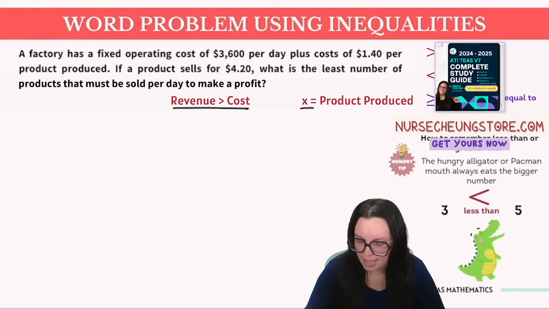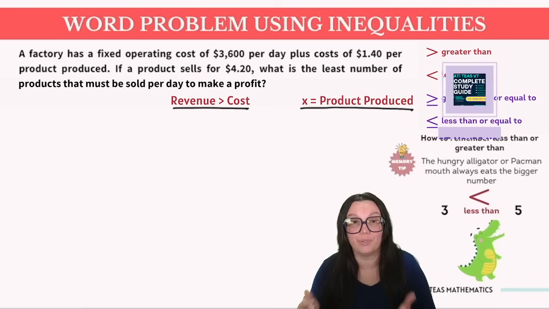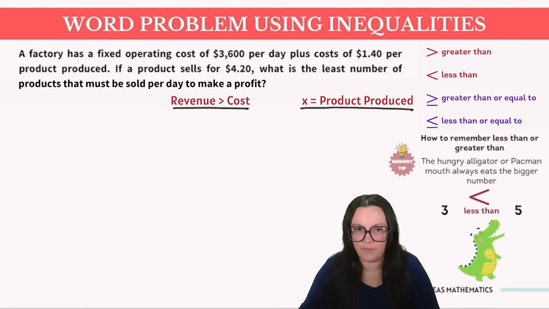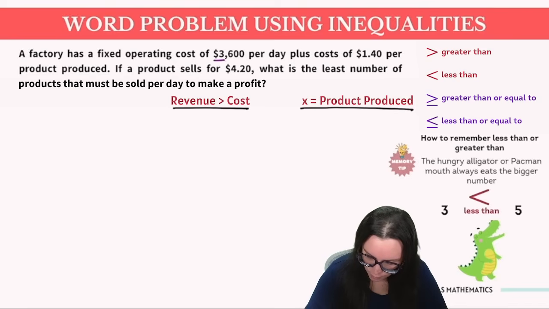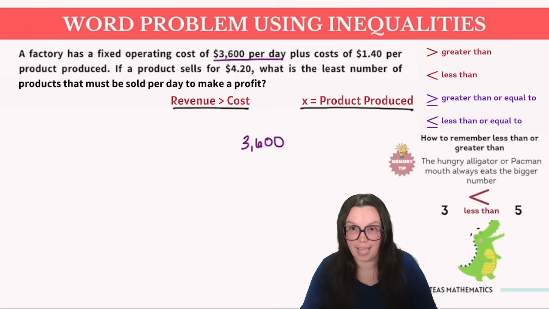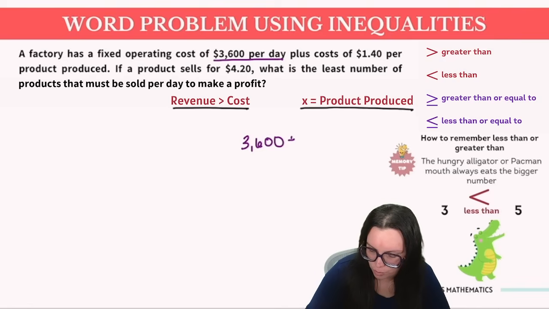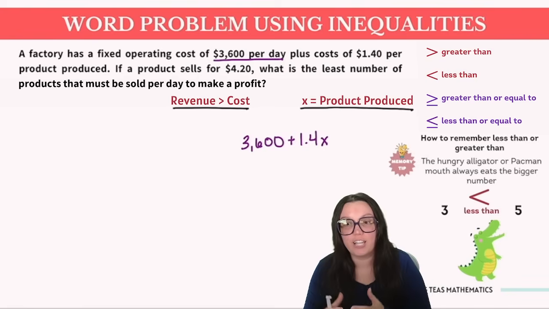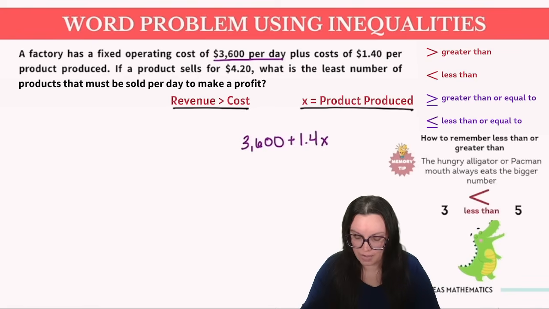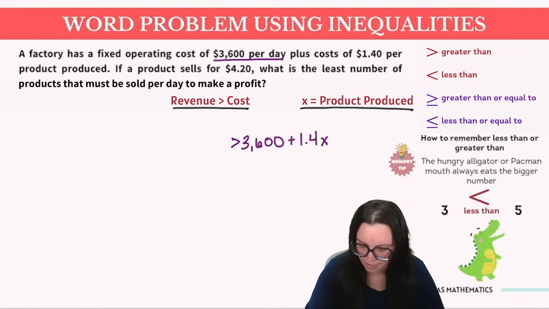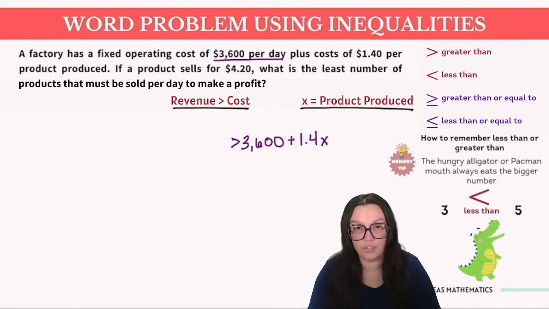That's very important. Now we need to create an inequality for this. So we already know that X is going to equal our products produced. So for cost, there's a fixed cost of $3,600 per day. So we're going to put that on our cost side. And we know that we have to have a cost of $1.40 times X for each product that we're making. So now we've got our revenue is greater than $3,600 plus 1.4x. That's how much it's going to cost us to make these products.